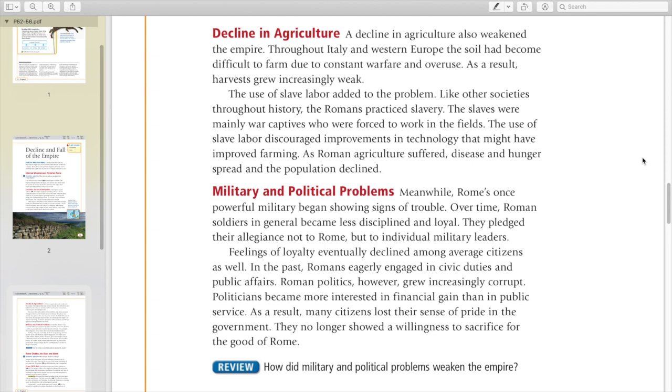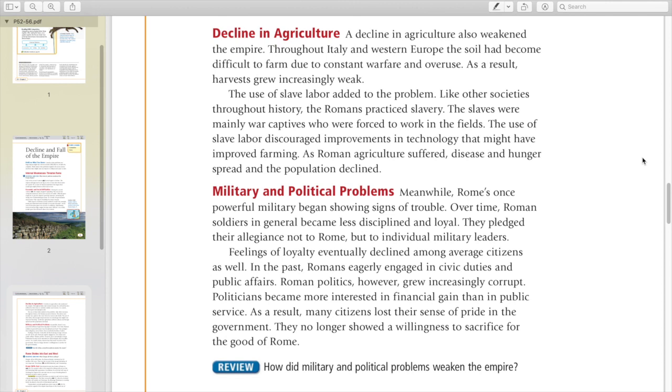Like other societies throughout history, the Romans practiced slavery. The slaves were mainly war captives who were forced to work in the fields. The use of slave labor discouraged improvements in technology that might have improved farming. As Roman agriculture suffered, disease and hunger spread, and the population declined.